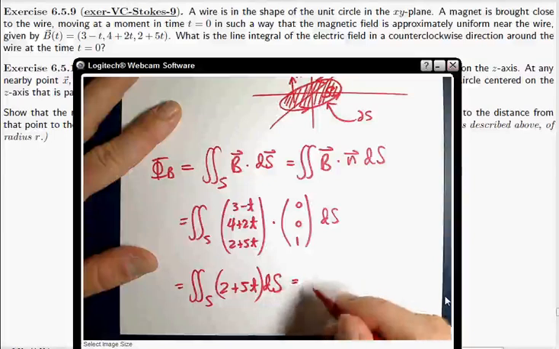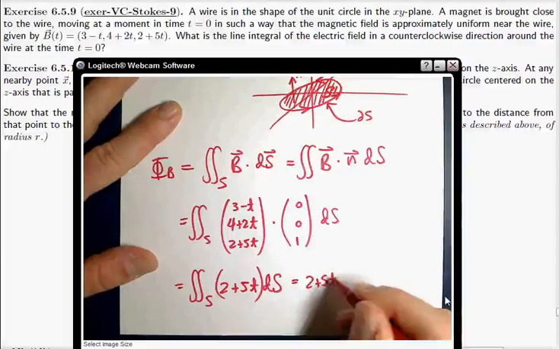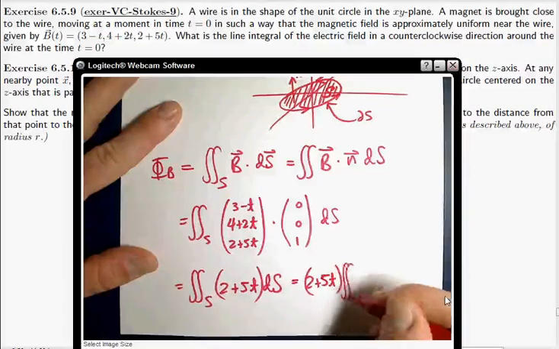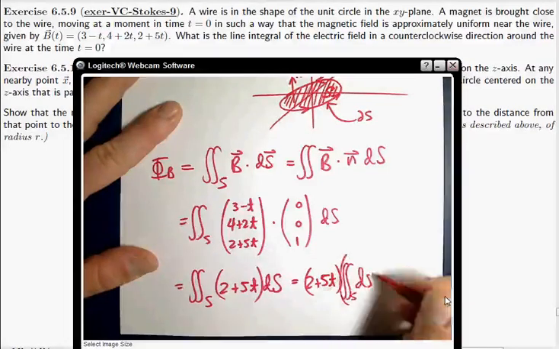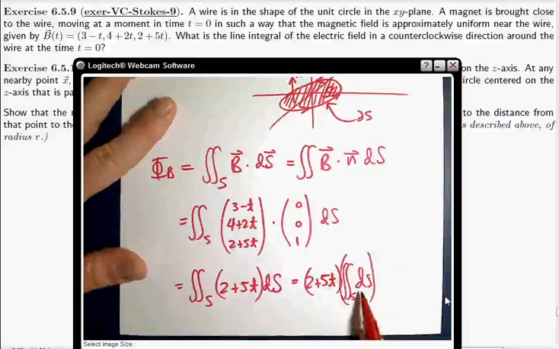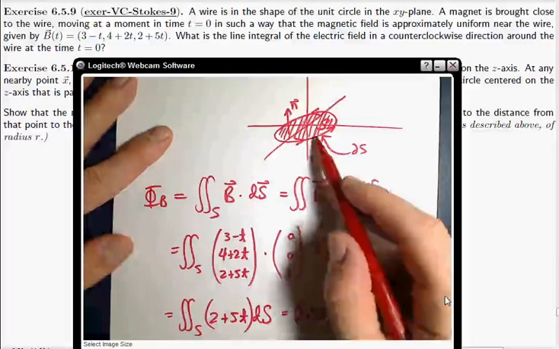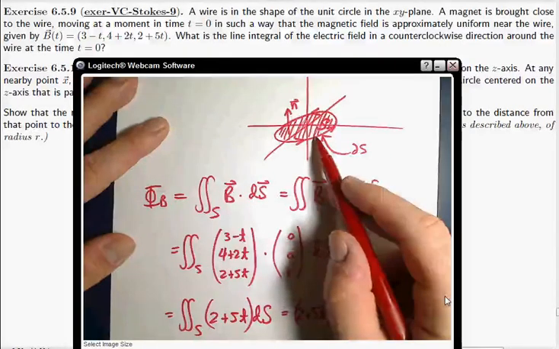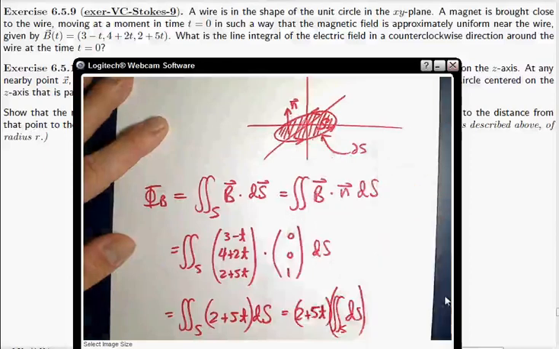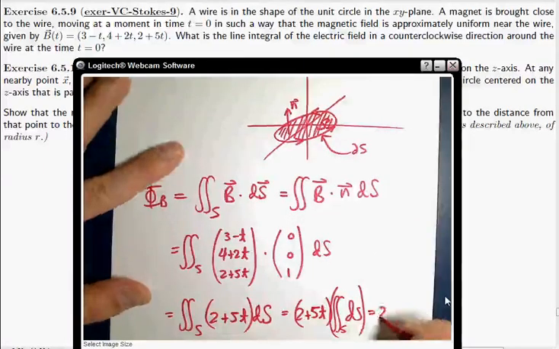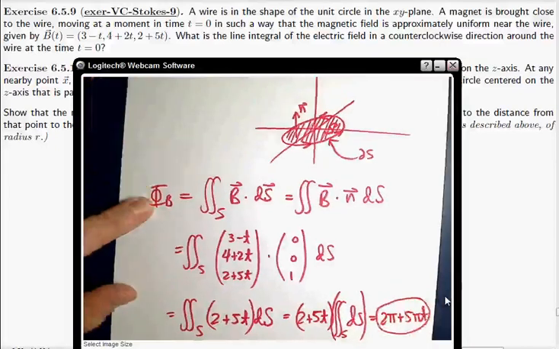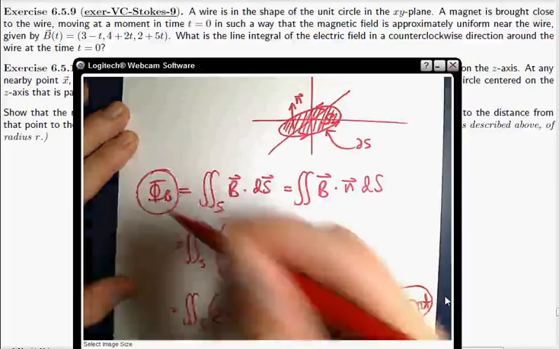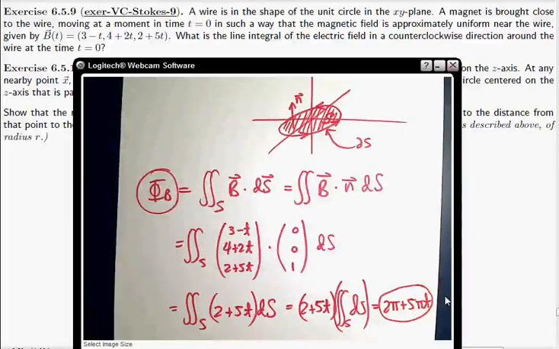So you can rewrite this as 2 plus 5t times just the surface area of that surface. Well, that's a unit circle, if I remember correctly. Yeah, unit circle area is pi. So I just have 2 pi plus 5 pi t. That's our magnetic flux. Everybody good so far?